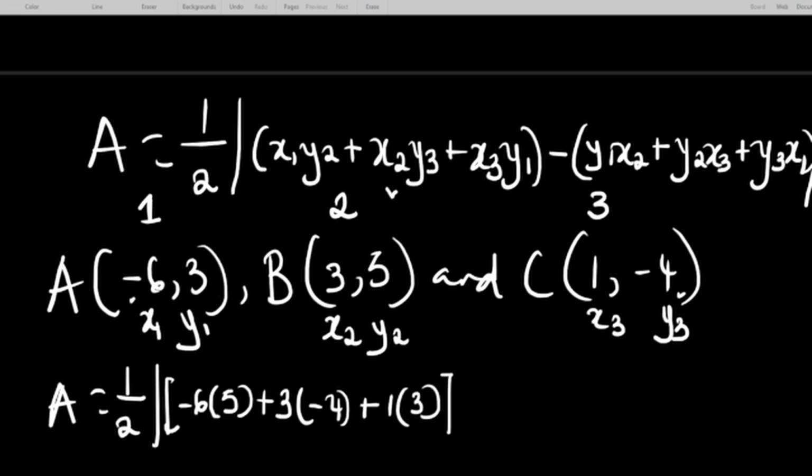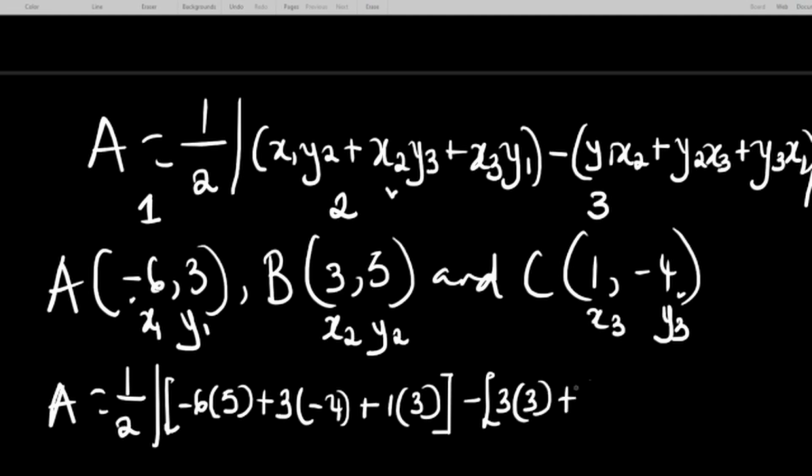And then we can now close the bracket and put our negative sign, and open another one. Next we have y1. Our y1 is 3. So we have 3 multiplied by x sub 2. X sub 2 is 3.